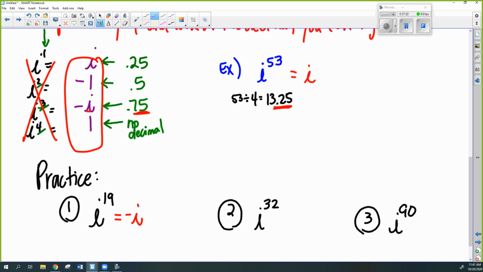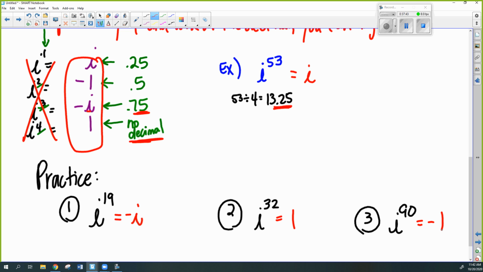Now in number 2, a lot of you told me you got no decimal, and you were absolutely right. 32 divided by 4 gives you no decimal. But then you need to look and match it up with +1. And then when you did 90 divided by 4, you should have gotten a 0.5 for your decimal. And so then that goes with -1.